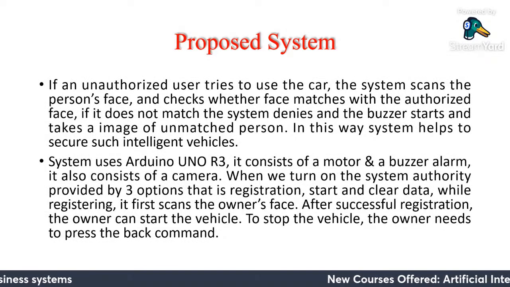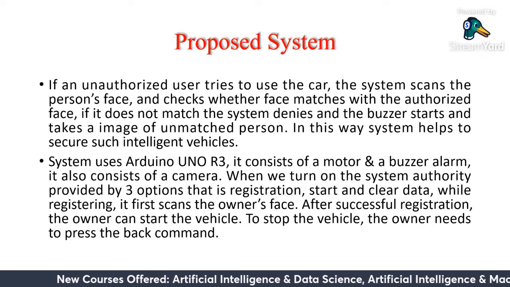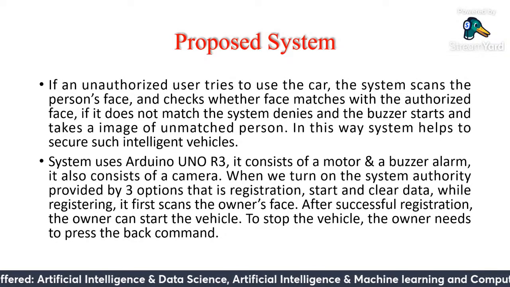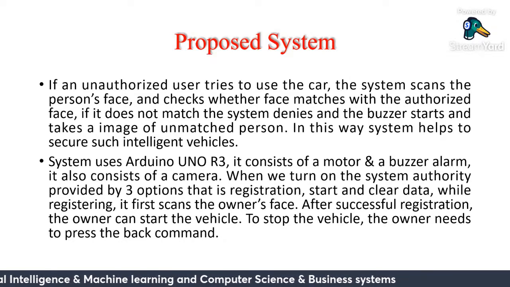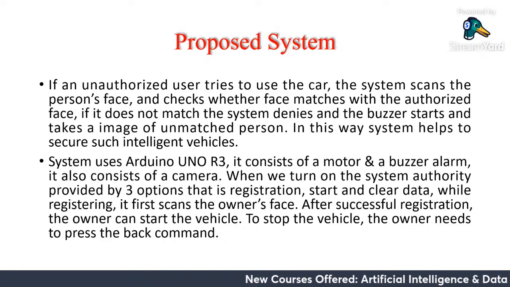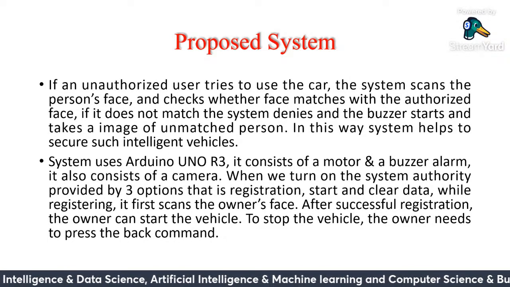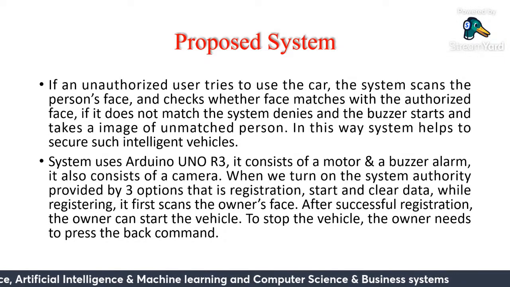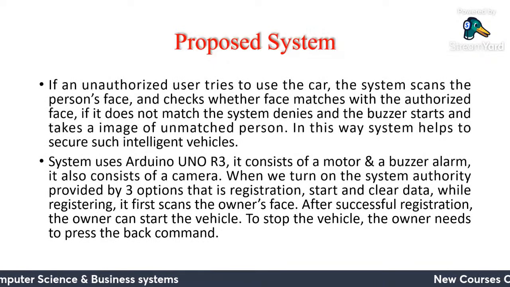Next, the proposed system. This is our proposed system. If an unauthorized user tries to use the car, the system scans the person's face. We kept a camera on the dashboard of the car to check whether an unauthorized or authorized person is using the car. If the face does not match, the system denies access and sounds an alarm. It also takes an image of the unmatched person, stores it on the SD card, and sends it to the user, so that the user can alert the nearby police station or ensure the safety of the vehicle. The system uses an Arduino Uno R3 and consists of a motor, a buzzer alarm, and a camera. So we developed a prototype.